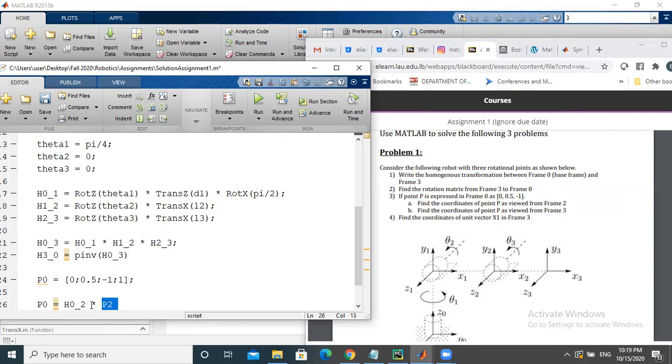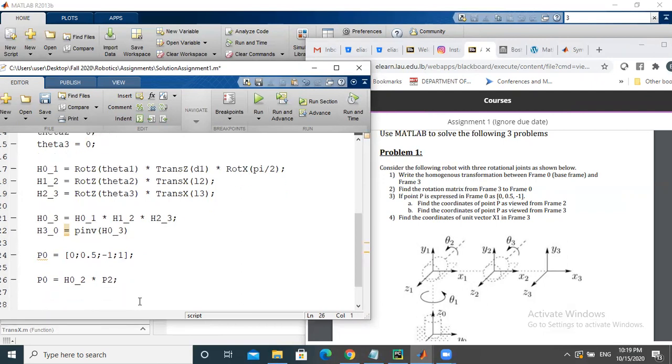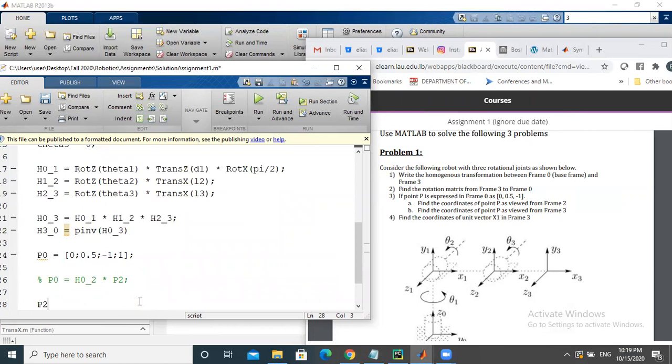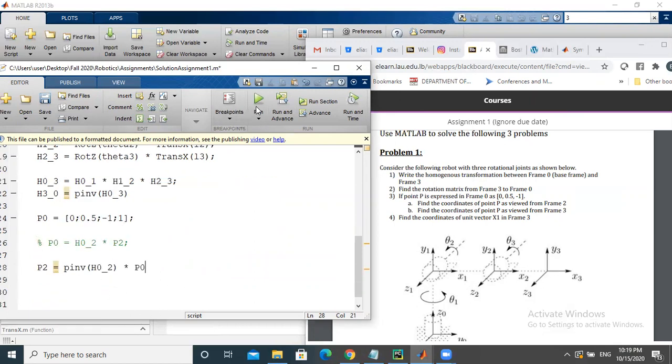If I want to view P2, this code here is not valid, obviously. This is just to show you what that is. If I want to find P2, I'm going to take the inverse of H02 and multiply it by P0. If you do that, you calculate the coordinates of this point in frame 2, because I'm doing the inverse of it.